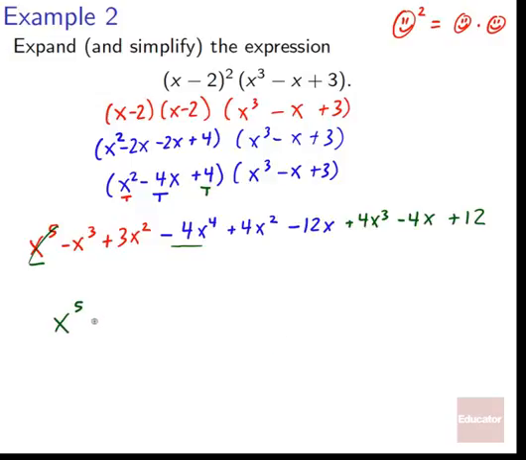No, we don't have any other x to the fourth. So we've got, bring that down, minus 4x to the fourth, and then we cross it out so we don't accidentally try to use it again.